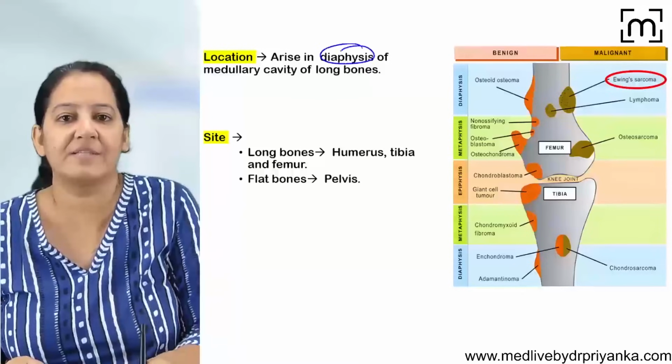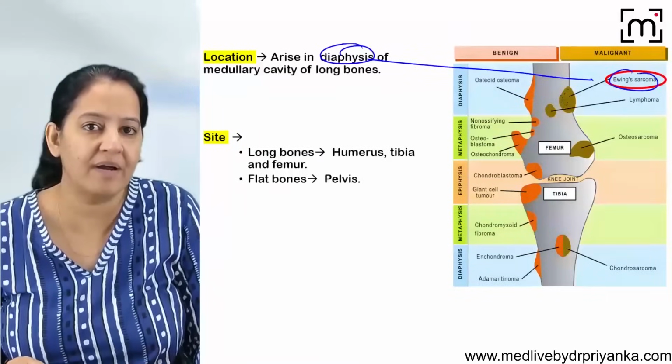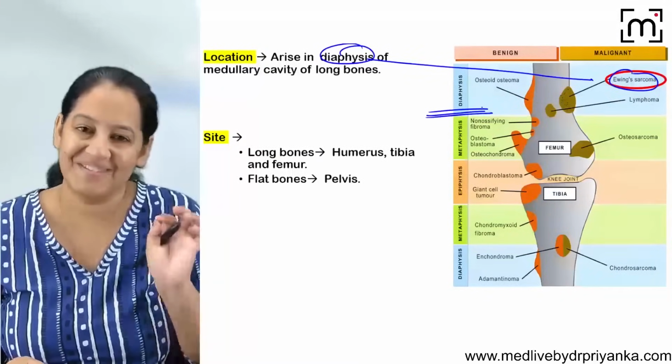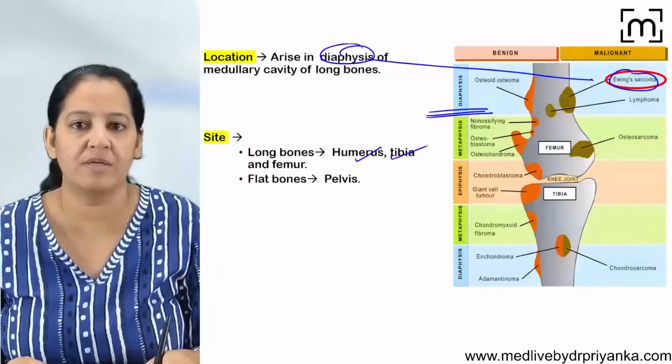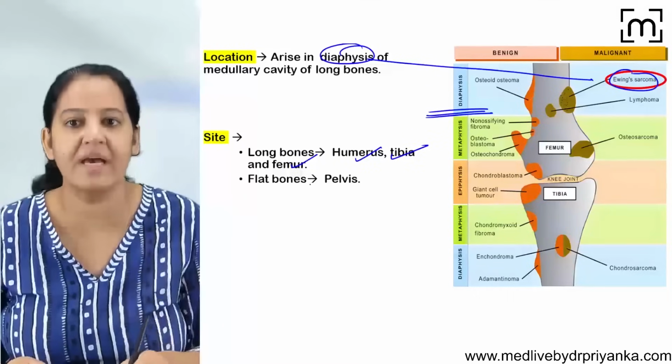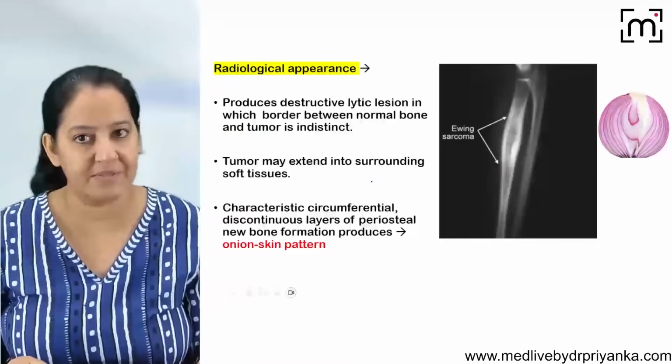Coming on the location, it arises from the diaphysis. Can you see Ewing sarcoma? It is arising from the diaphysis. Please learn Ewing sarcoma. Most common site is humerus, tibia, femur among the long bones and among the flat bones it can arise from the pelvis also.